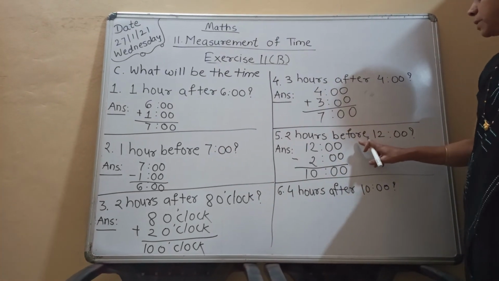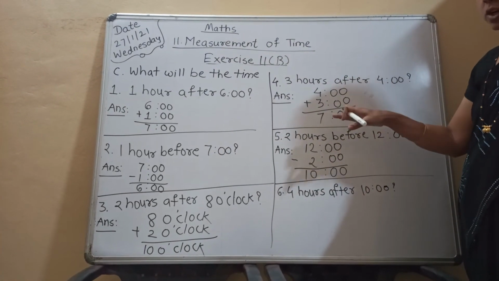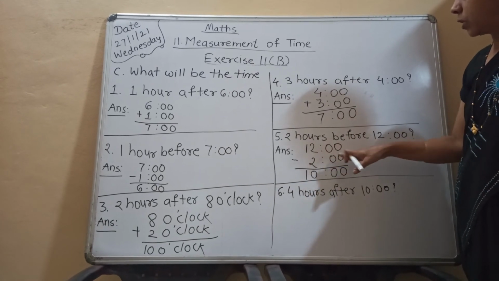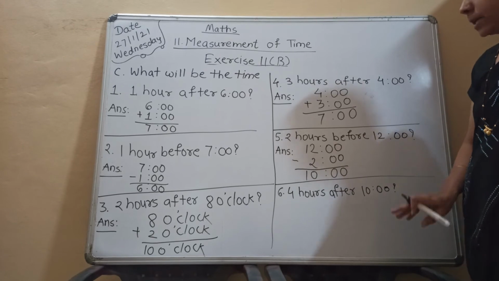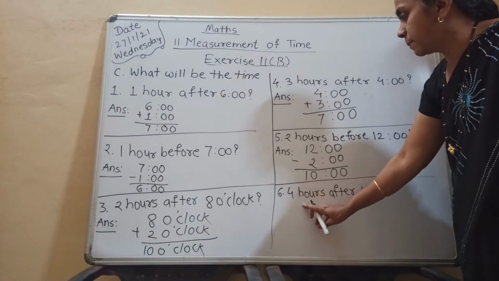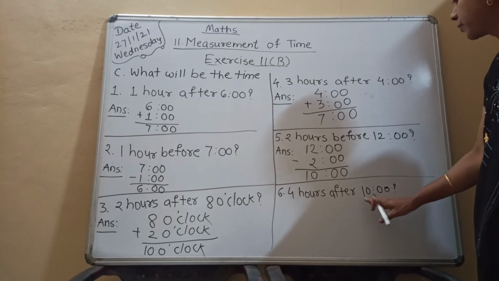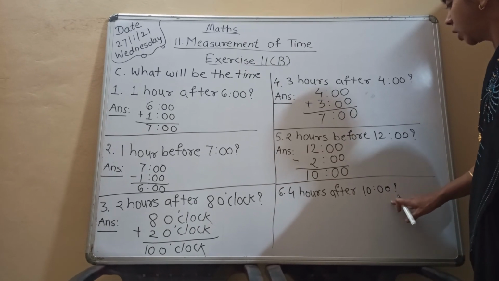2 hours before 12. Before means what? पीछे. 2 hours पीछे. 12 के 2 hours पीछे कितने हुए? 10. Okay. Now see sixth example. 4 hours after 10 o'clock. After 10 o'clock, 4 hours.